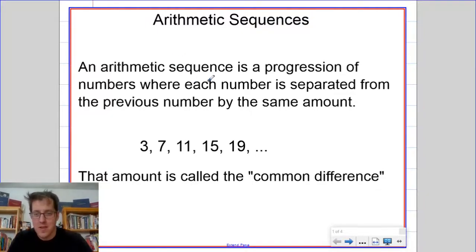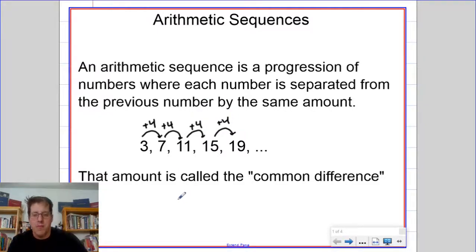An arithmetic sequence is a progression of numbers where each number is separated from the previous number by the same amount. So this is an arithmetic sequence because each pair of numbers is separated by the same amount. That amount is called the common difference. So we would say this is an arithmetic sequence because the common difference is 4.